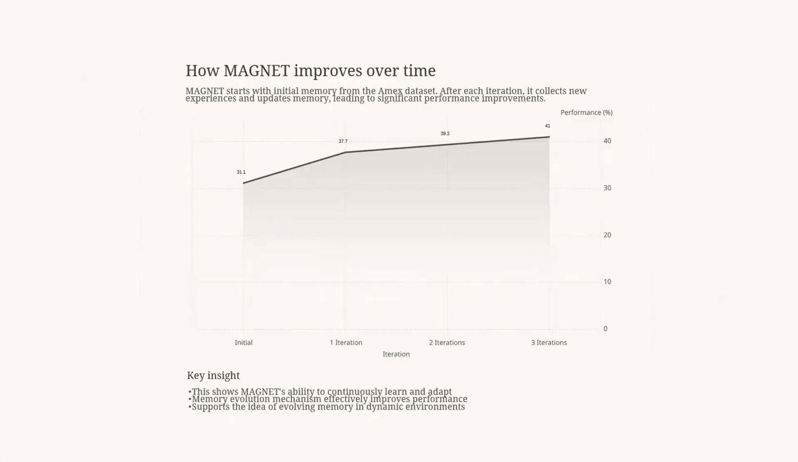So how does Magnet improve over time? It starts with some initial memory from the Amex dataset and keeps updating memory after each iteration. The performance rises from 31.1 at the beginning to 37.7 after the first iteration, then 39.3 after the second, and finally 41% after the third iteration. This shows that Magnet can continuously learn from successful past experiences and adapt better over time. So it is very good at generalization.